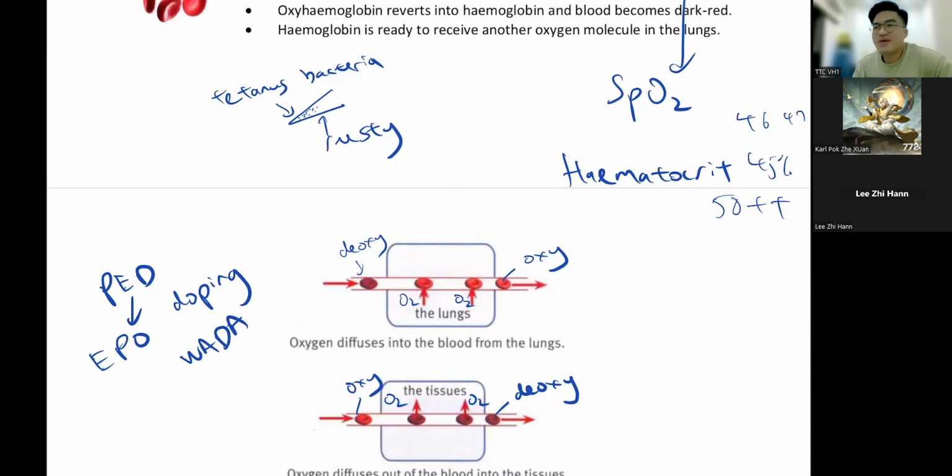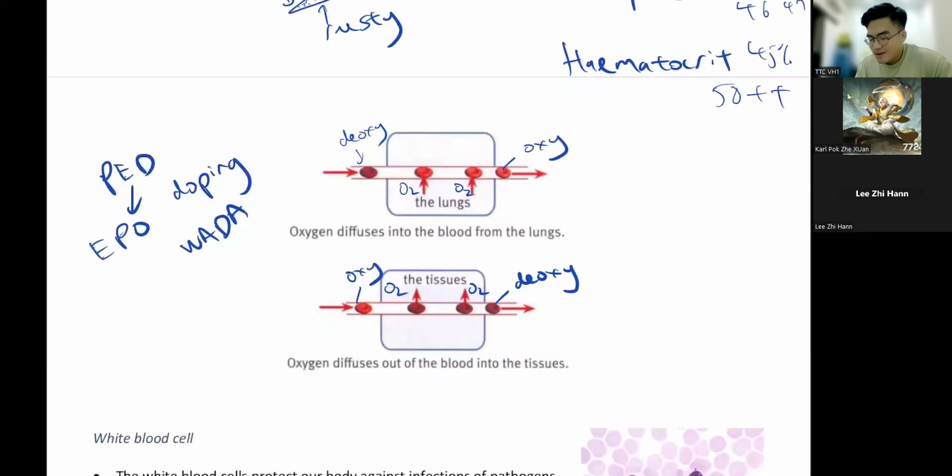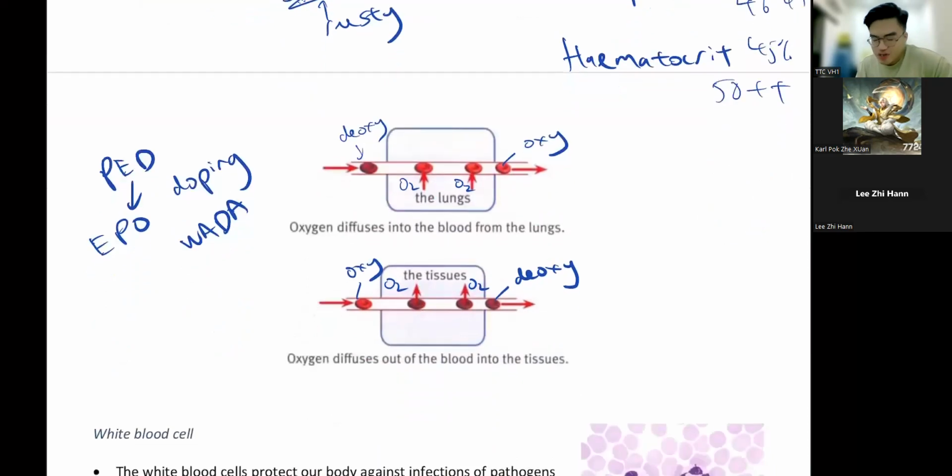Can it be trained? No. Like male hormones, you know you have testosterone, right? In terms of testosterone, we measure it using the unit of nanogram per deciliter.